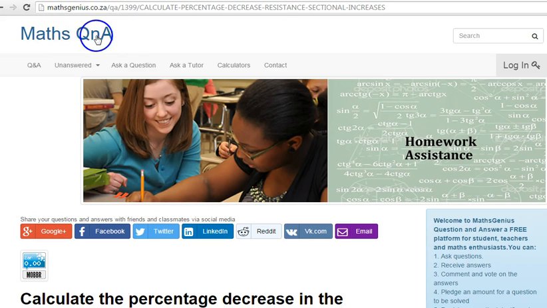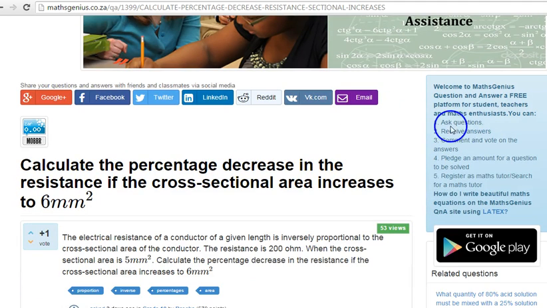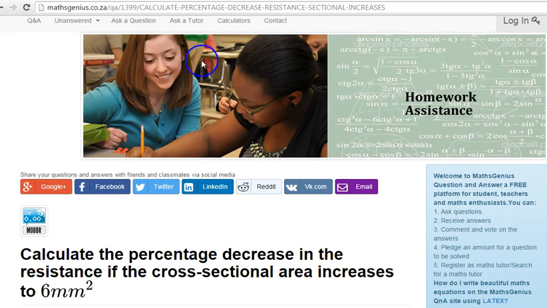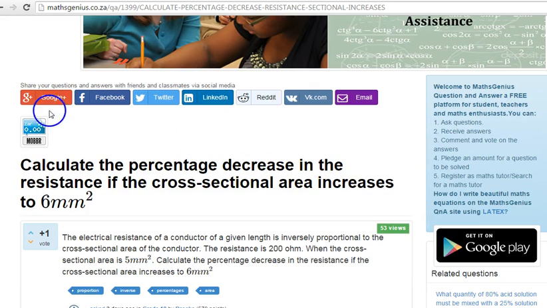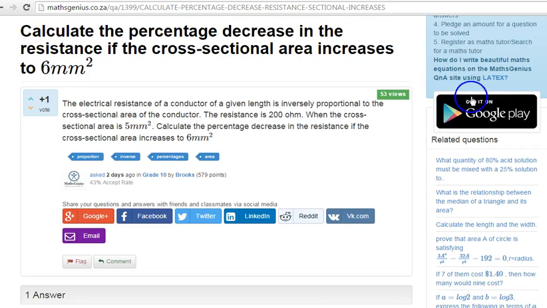www.mathsgenius.co.za, which is a maths question and answer portal where you can go in and ask questions, receive answers, comment and vote on questions and answers, pledge an amount using this button, which is the Mob R button. And you can also register as a maths tutor or search for a tutor on the dialogue ask a tutor. And also to share with your friends, you can use Google, Facebook, Twitter, LinkedIn, Reddit, VK, and also via email. And we're also available via the Android App Store, which is the Google Play Store. So go out there and start asking maths questions or answering maths questions.